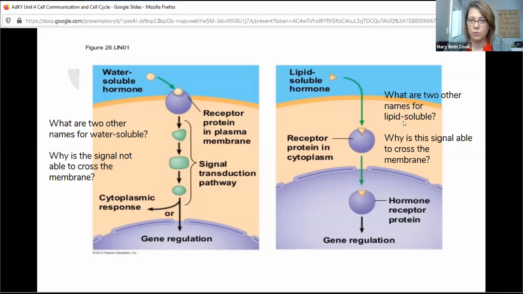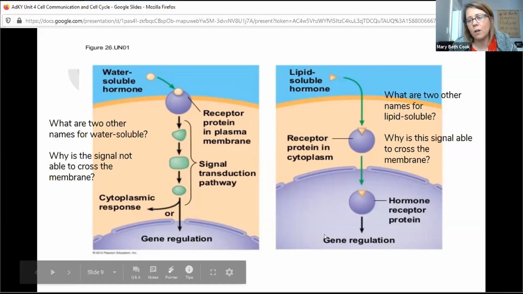My questions are just the opposite. What are two other names for lipid-soluble? I'll save us a little time: lipid-soluble is nonpolar and hydrophobic. Those phospholipids have fatty acid tails, which are also nonpolar, so they're alike, and that allows our signal to actually cross the membrane. The receptor is going to be found in the cytoplasm. When they come together, they create a complex that will then enter the nucleus, and that complex itself will usually act as a transcription factor to regulate which genes get expressed.